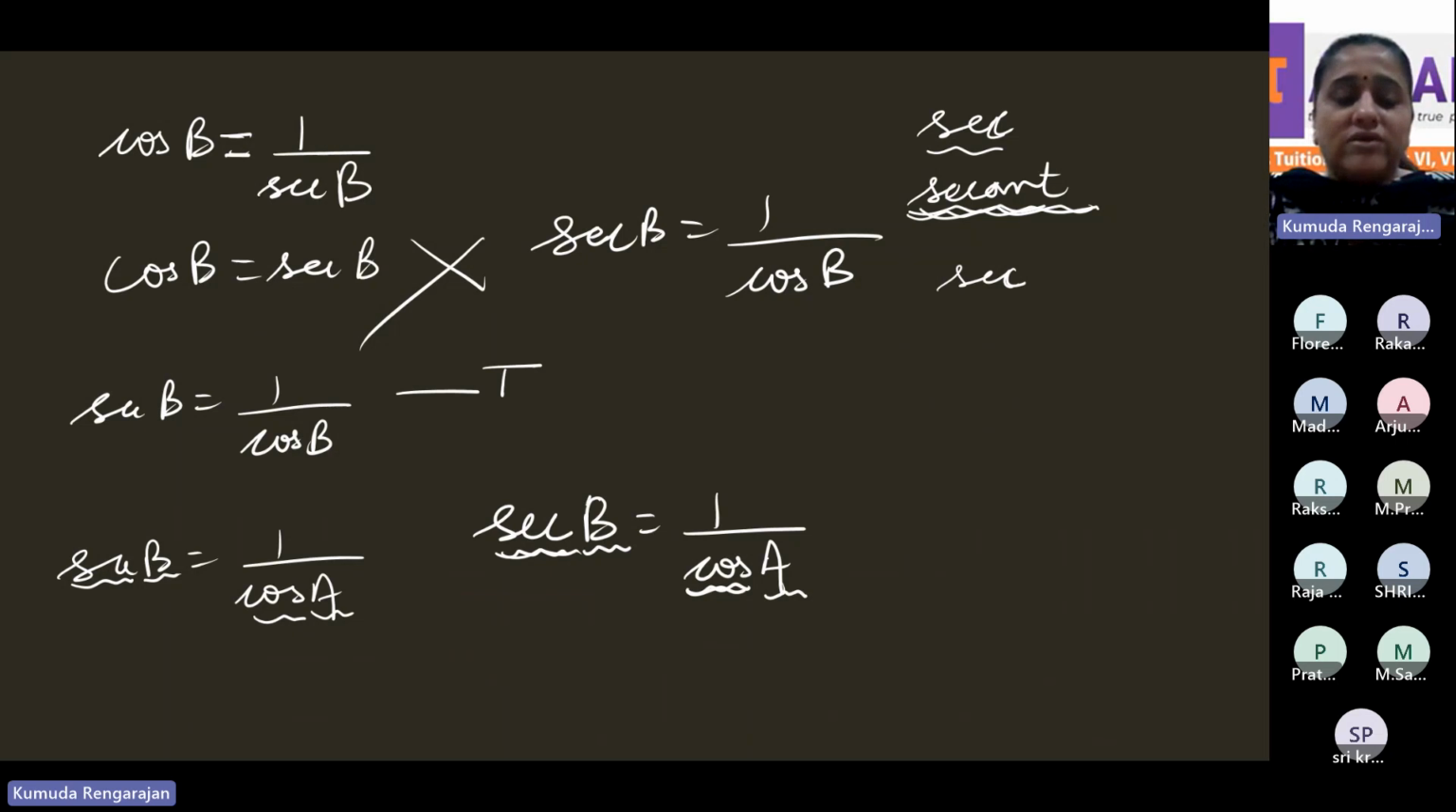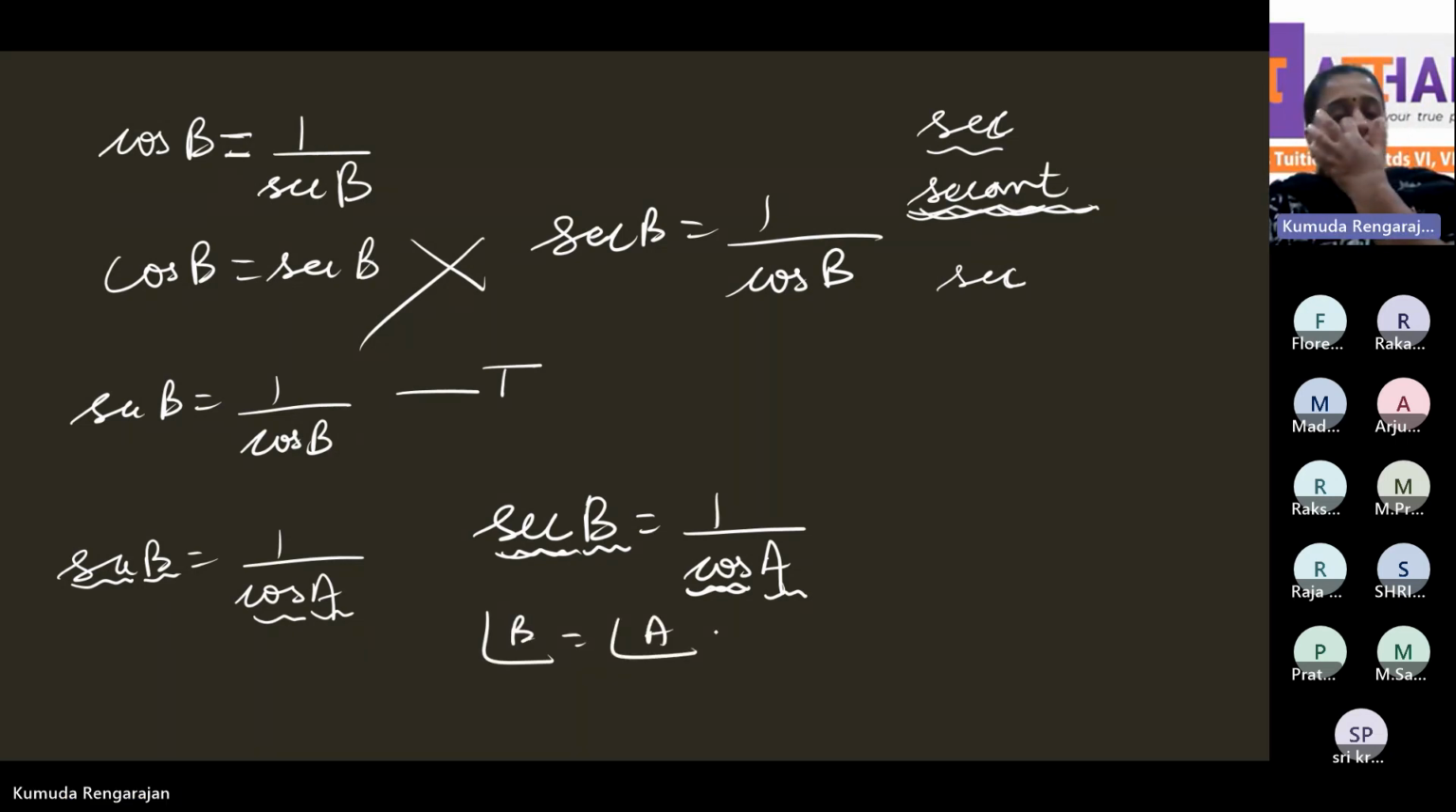This can be true only if angle B is equal to angle A. If angle B and angle A both have the same measure, like both are 45 degrees, then yes. But you cannot assume that. So this is wrong. If you're asked, this is false.